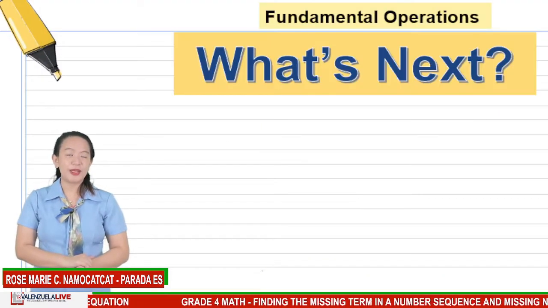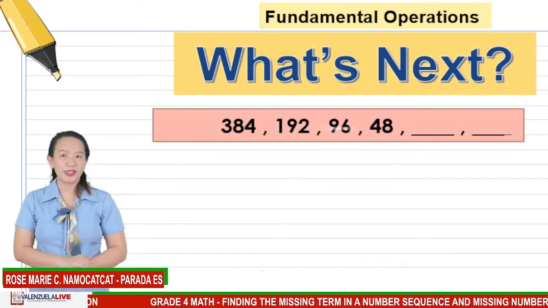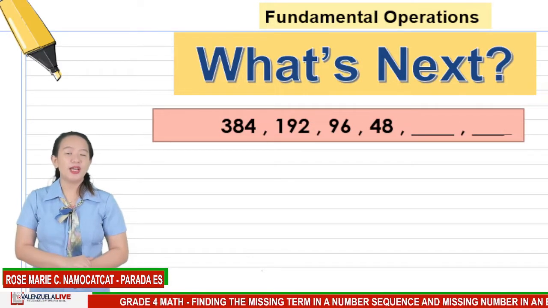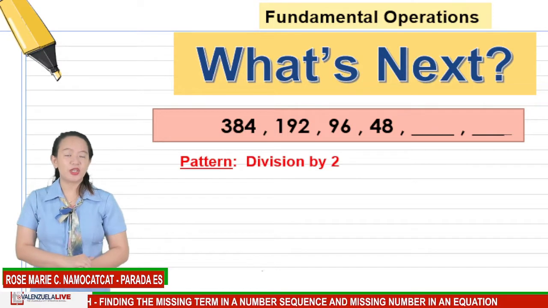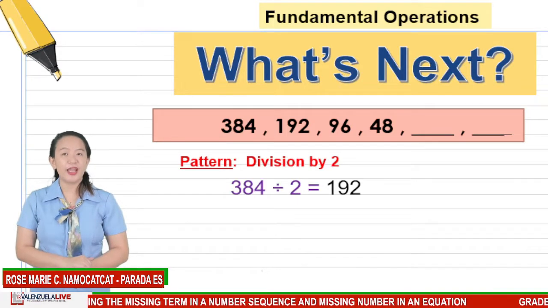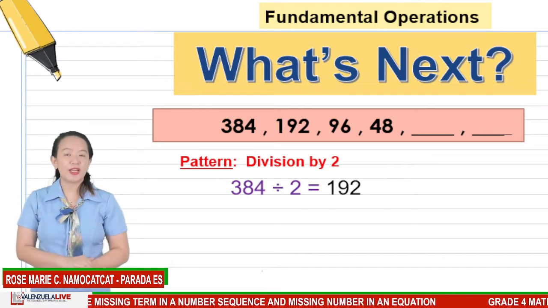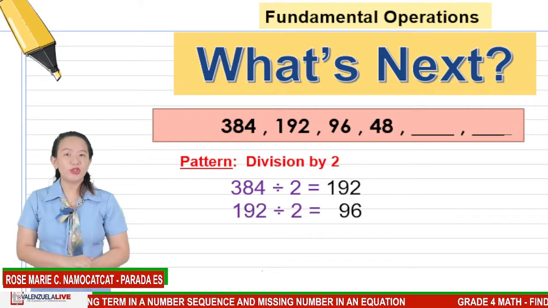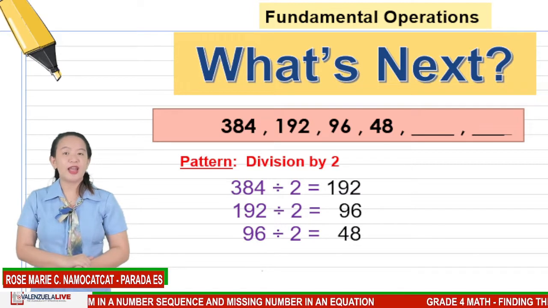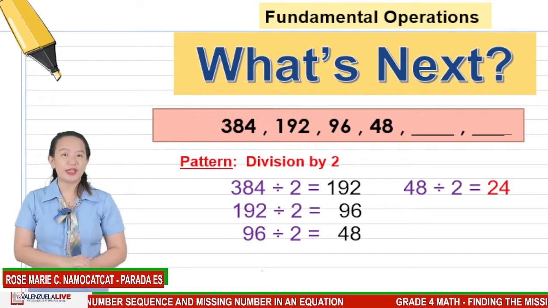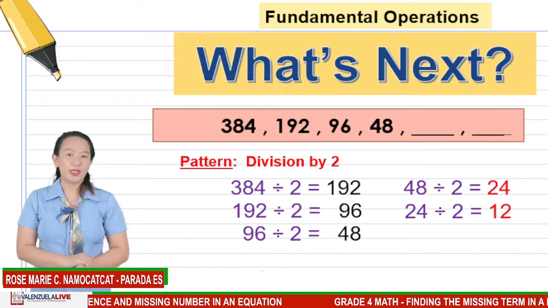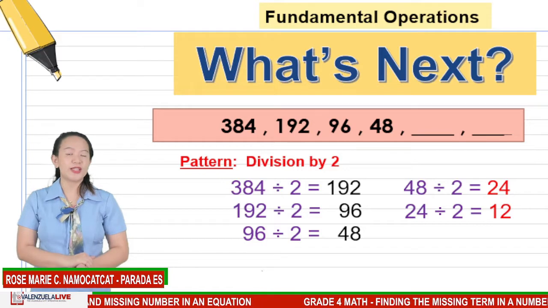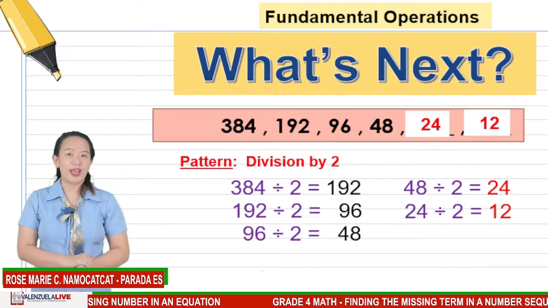Next, another fundamental operation. What's next in the pattern? 384, 192, 96, 48, and then 2 missing numbers. Our pattern is division by 2. 384 divided by 2 is equal to 192. 192 divided by 2 is equal to 96. 96 divided by 2 is equal to 48. 48 divided by 2 is equal to 24. And the last one, 24 divided by 2 is equal to 12. So our two missing numbers are 24 and 12.